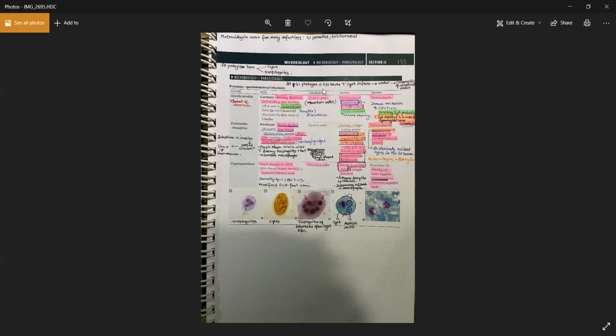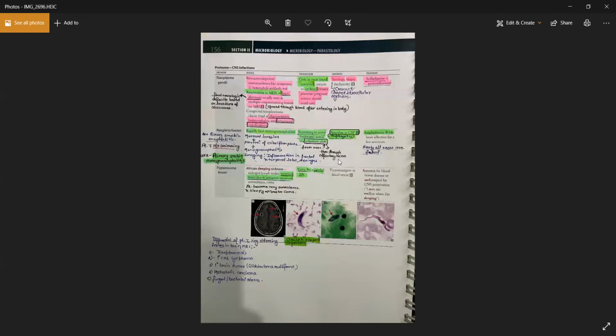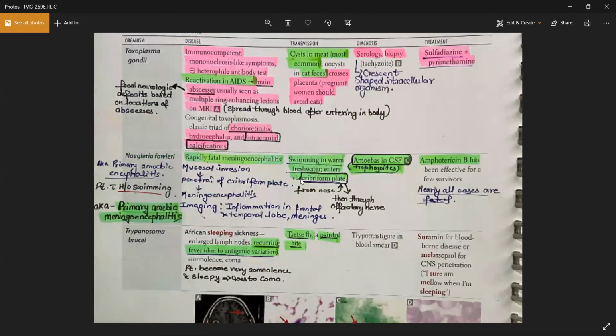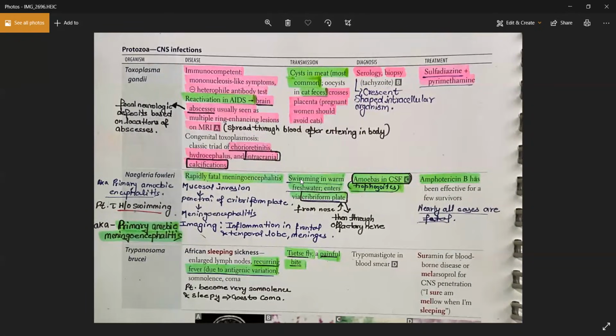Okay, so that's about the GI parasites. And then we will move forward and study the CNS parasites. First is Toxoplasma gondii. It can affect immunocompetent patients, and there it can cause infectious mononucleosis.